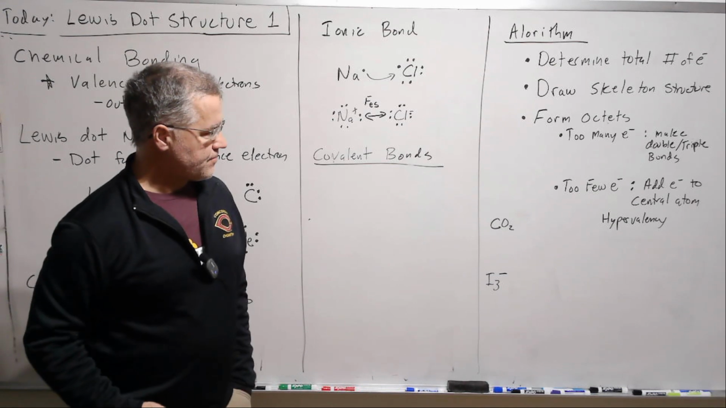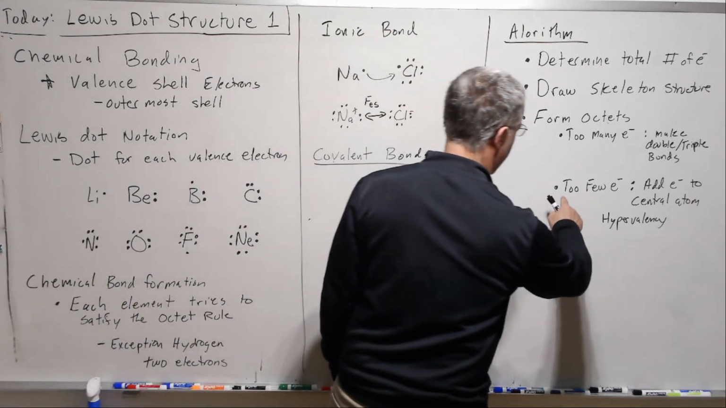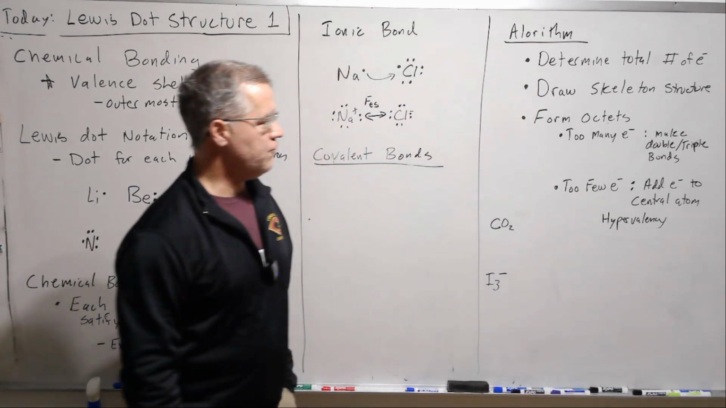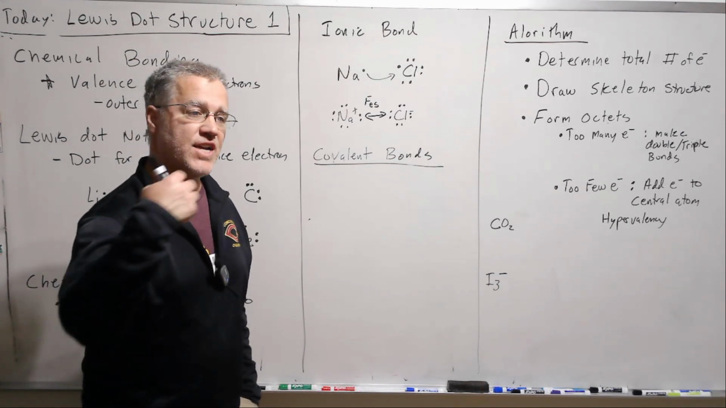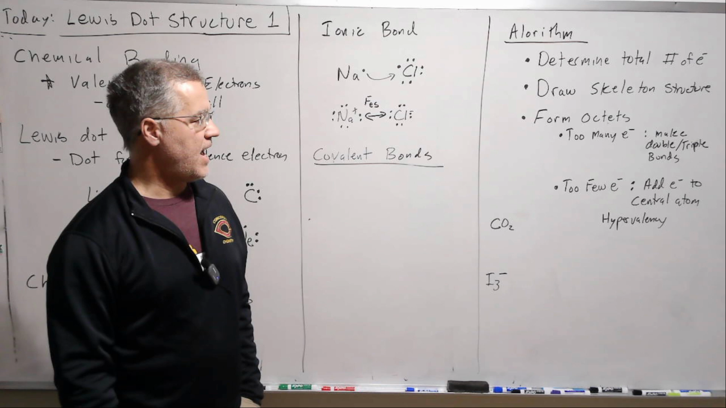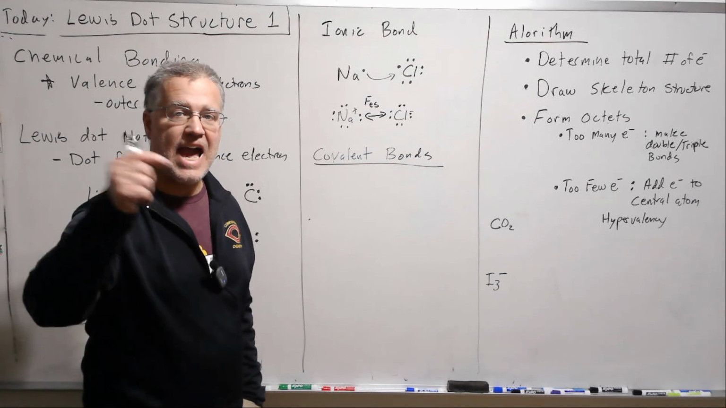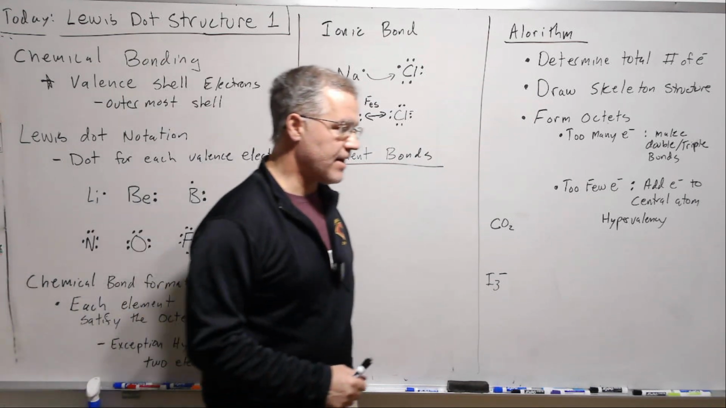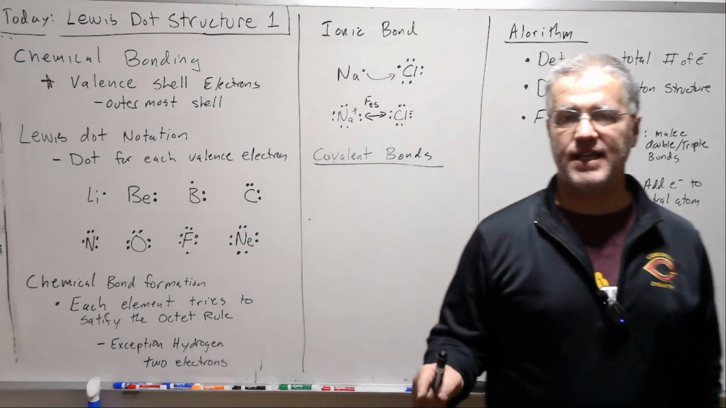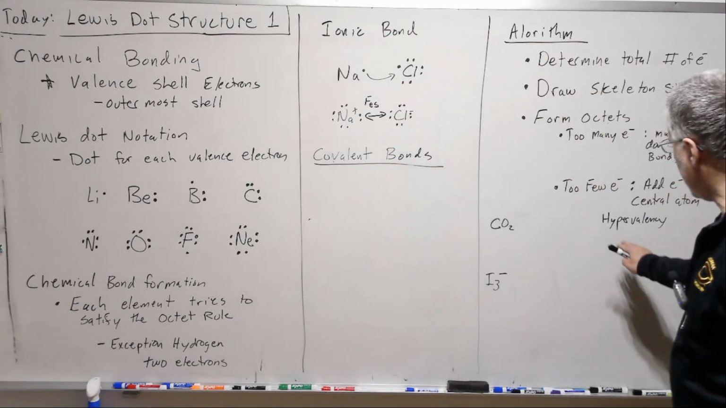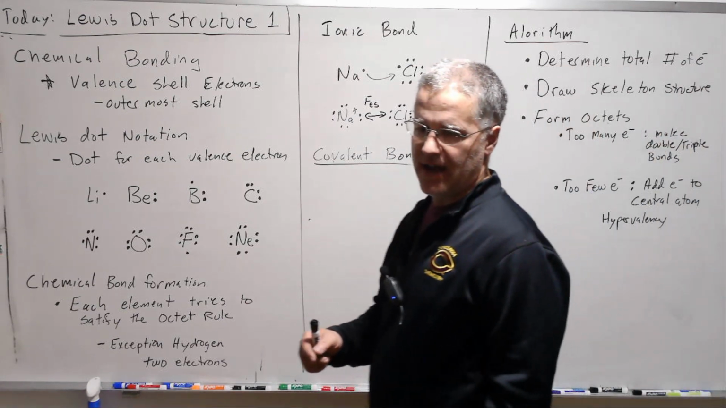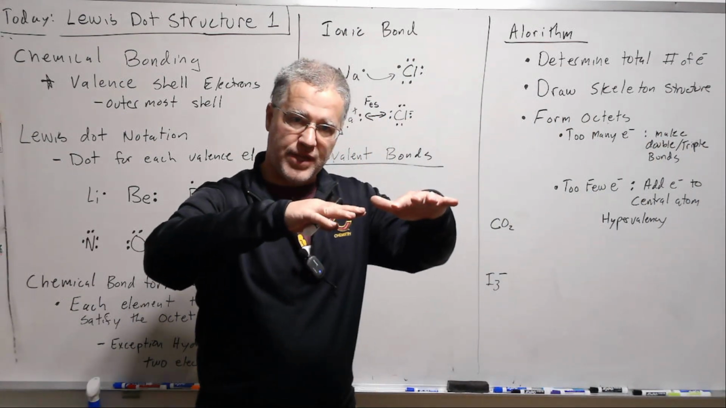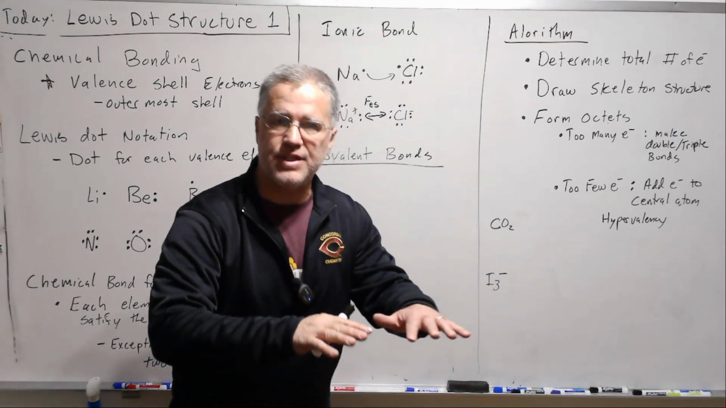In the case where the skeleton structure has too few electrons, there's extra electrons that the atoms brought to the party. Then we have to add those to the central atom. We'll have then broken the octet rule, and that is called hypervalency. And that can occur only if you have elements in row 3 or lower down the table.